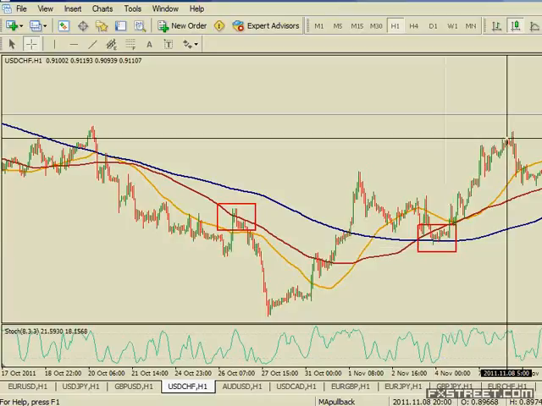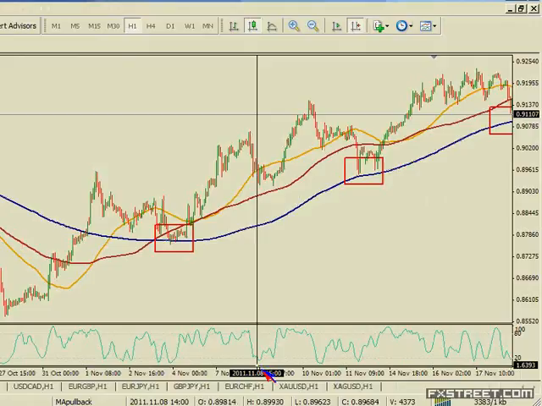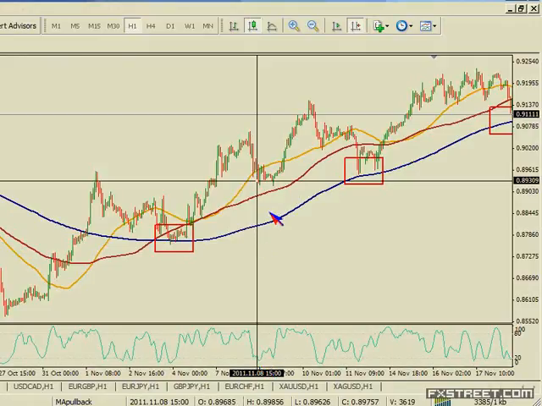Here we have the same. If you take a look here, let's say right here, everything is lined up, correct order moving averages.